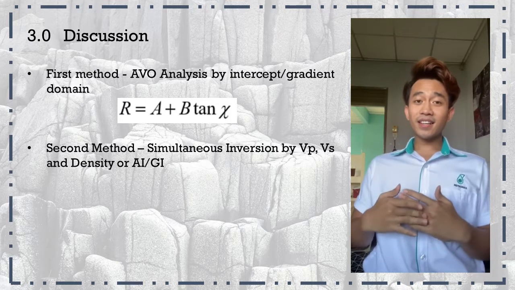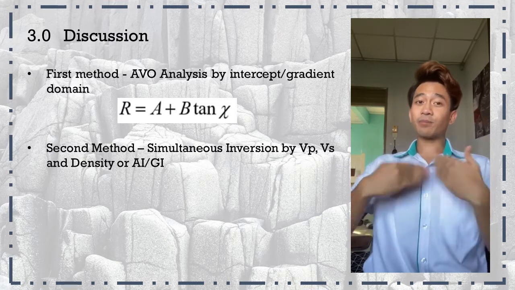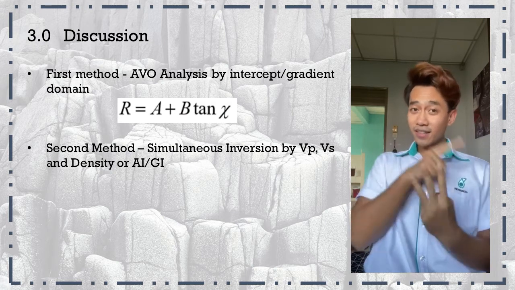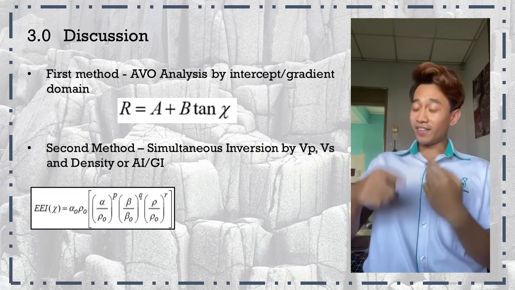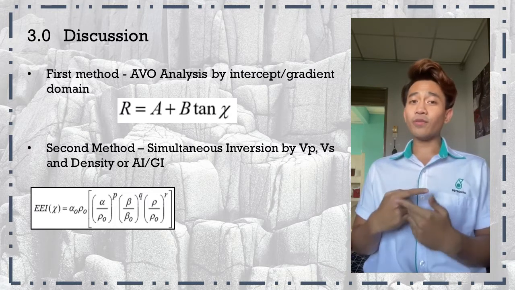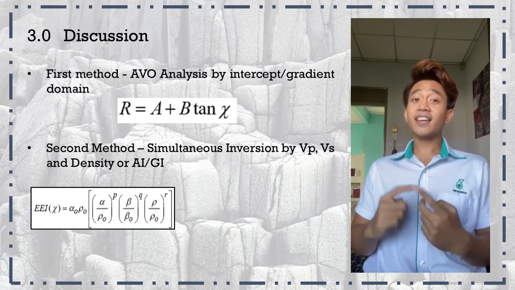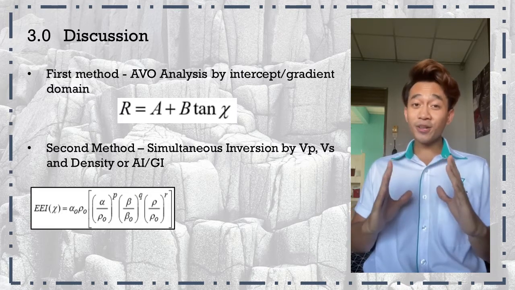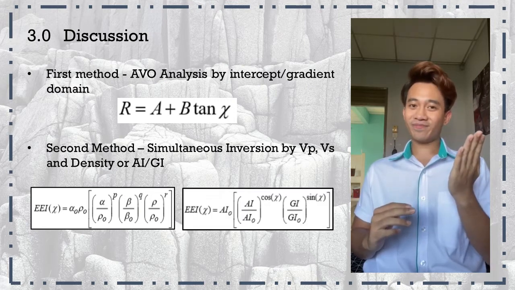The second method is simultaneous inversion, where we can produce P-wave, S-wave, and density. These three parameters will then be inserted into this equation, whereby the equation is angle dependent. On the other hand, there are other forms, which utilize AI, acoustic impedance, and GI, gradient impedance, whereby AI is EEI at 0 degrees and GI is EEI at 90 degrees. And here is the equation.